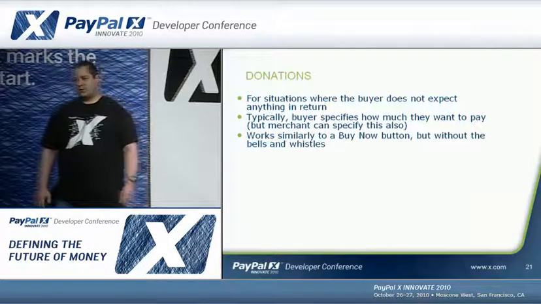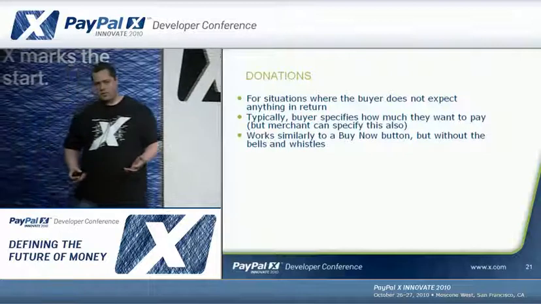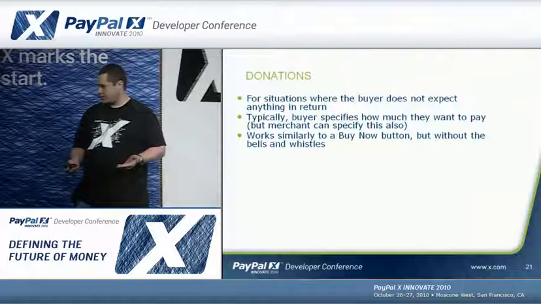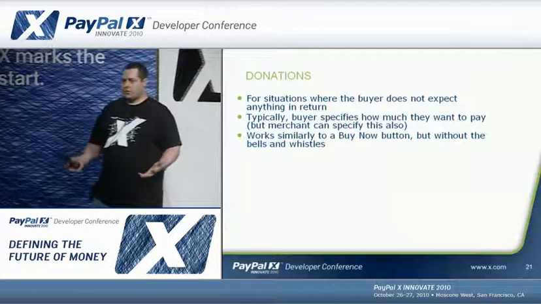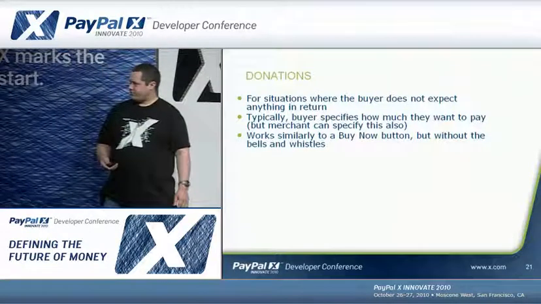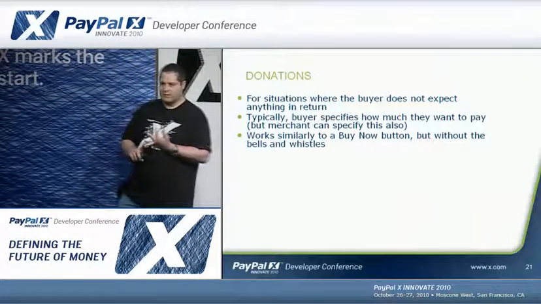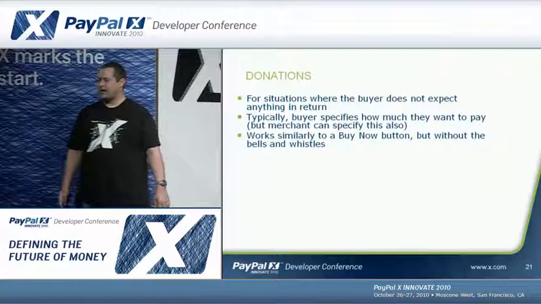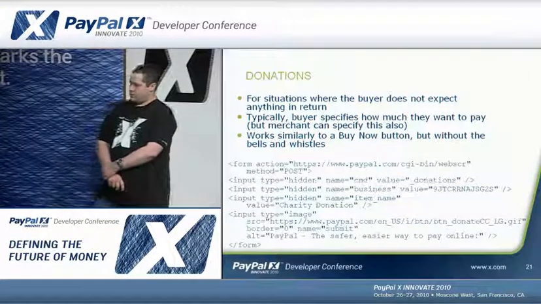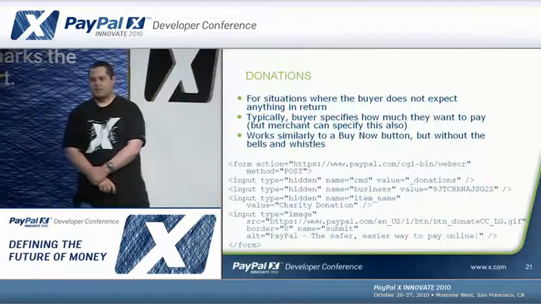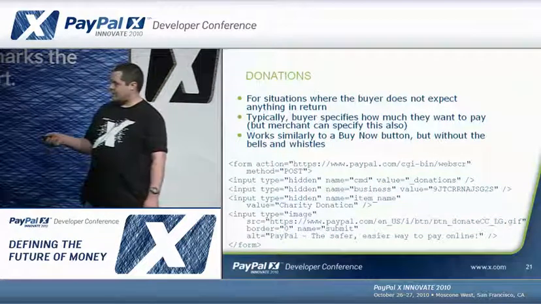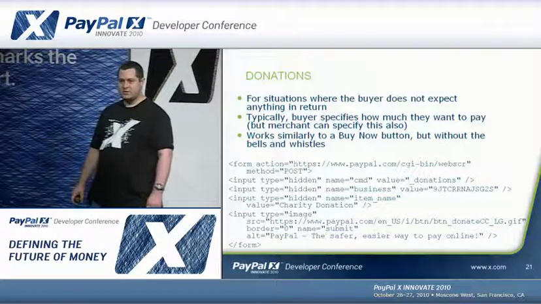The process of creating a donate button works pretty similarly to creating a buy now button, and the checkout process does also, but without a lot of the bells and whistles. So things like shipping and tax are not going to be included in that. Inventory control, profit and loss tracking, things like that are not going to be available on a donate button. And then here I have a sample of a donate button. So again, I've got my CMD value in there. It's set to _donations.